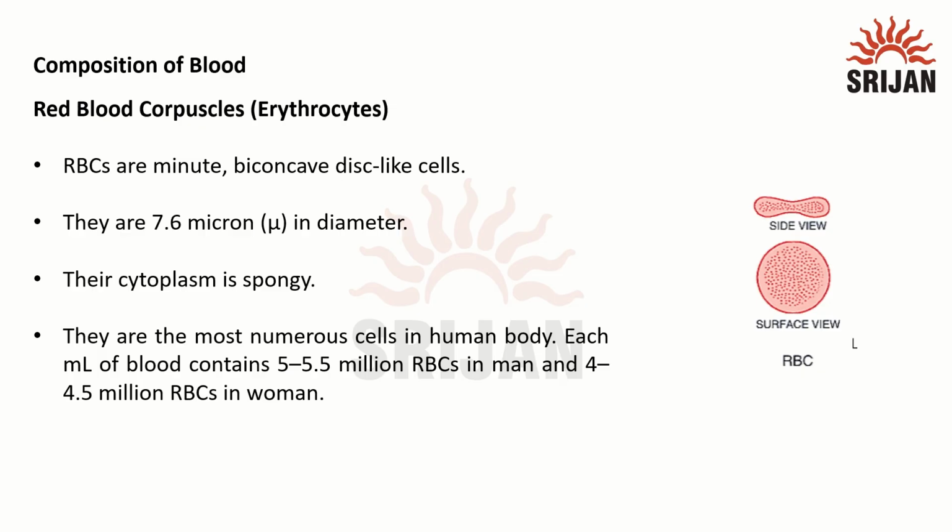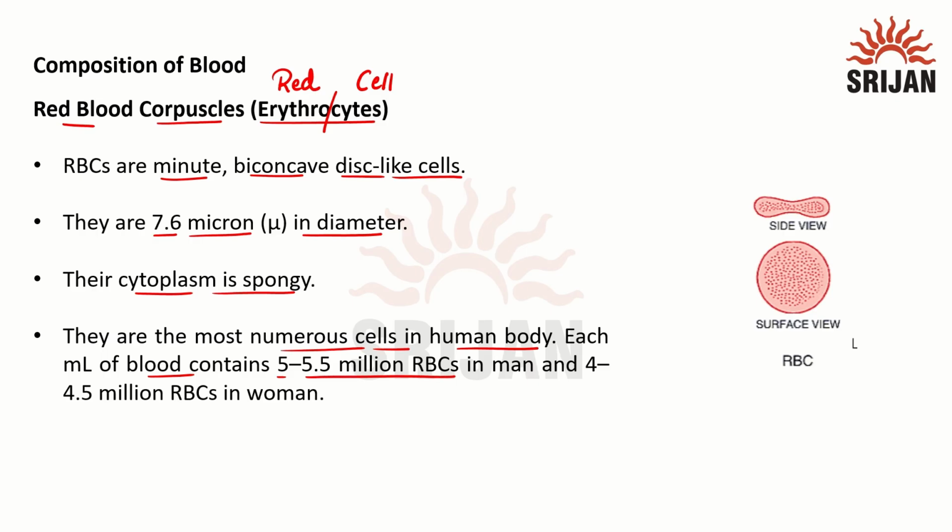So first cell component that we will be discussing is red blood corpuscle, also known as erythrocyte. Cyte means cell, erythro means red. So this is a red colored cell. So these are minute biconcave disc-like cells. They are about 7.6 micron in diameter. Their cytoplasm is spongy and they are most numerous cells in the human body. Each ml of blood contains 5 to 5.5 million RBCs in man and 4 to 4.5 million RBCs in women.